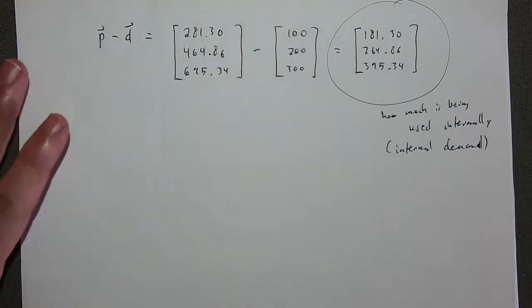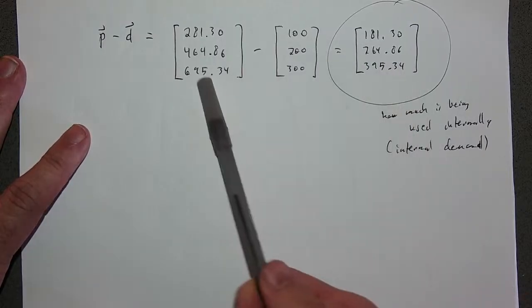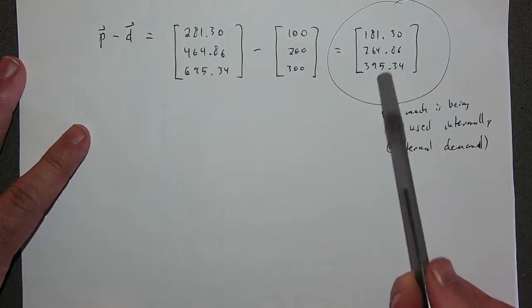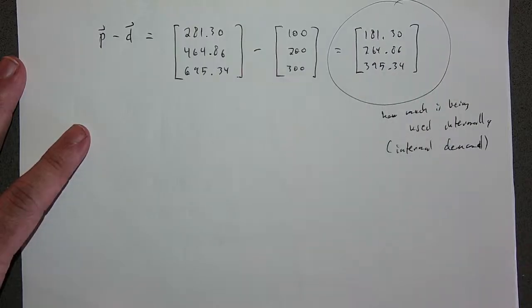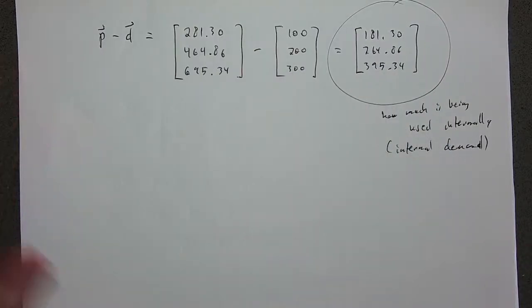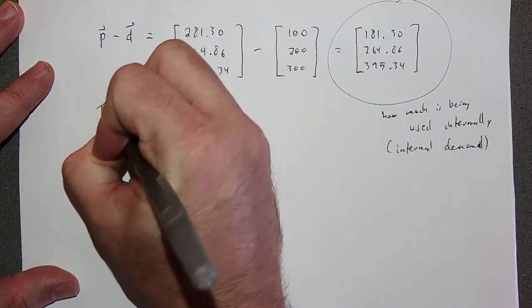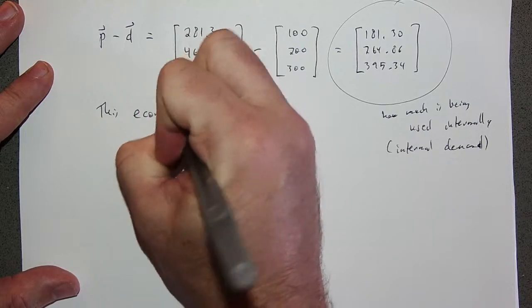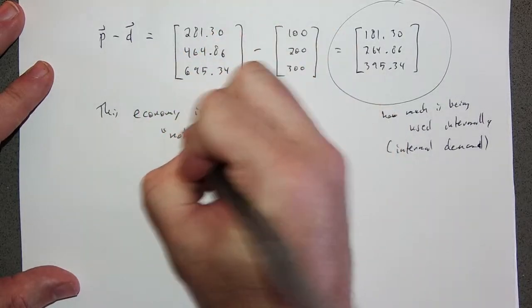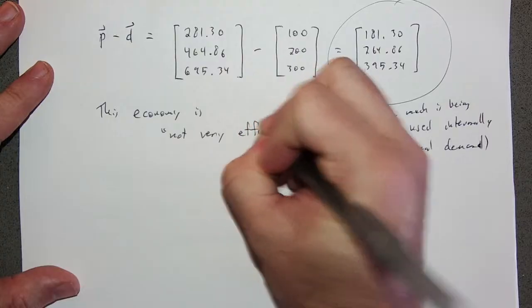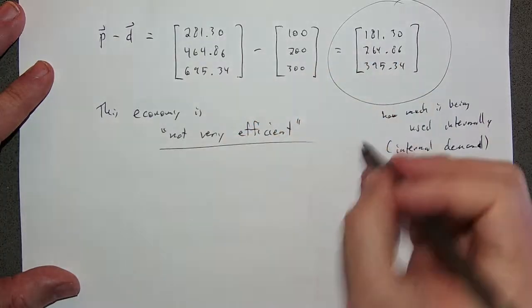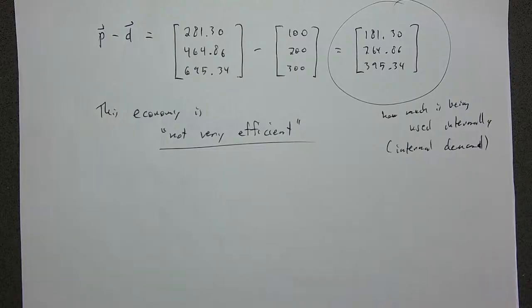And so this is how we see that more is being required to meet the internal demand. The internal demand is much higher than the external demand here. What does this mean? In a sense, this economy is not very efficient. It takes a lot of input to generate not so much output. So this is an inefficiency.